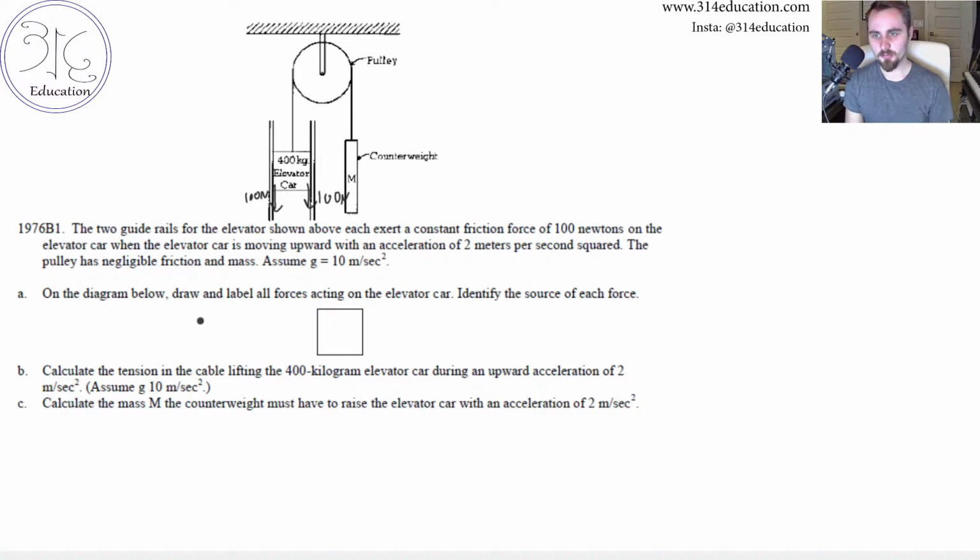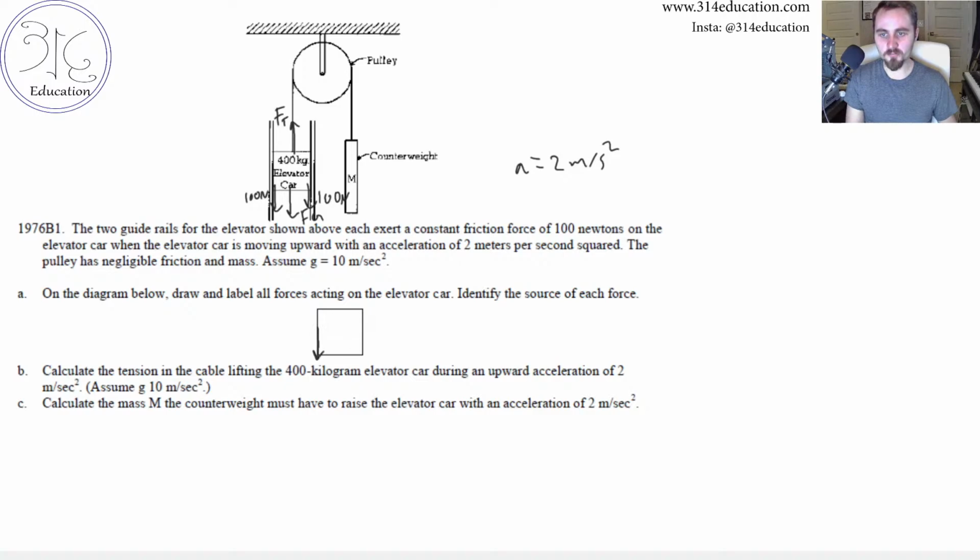When the elevator is moving upwards with a net acceleration of, well, any acceleration, because it is going to be net by definition, of 2 meters per second squared. And so we have a counterweight. This is our force of tension, what's pulling us up here. We also have a force of gravity. This is due to that 400 kilogram mass. Oh, okay, yeah, this is what part A was.